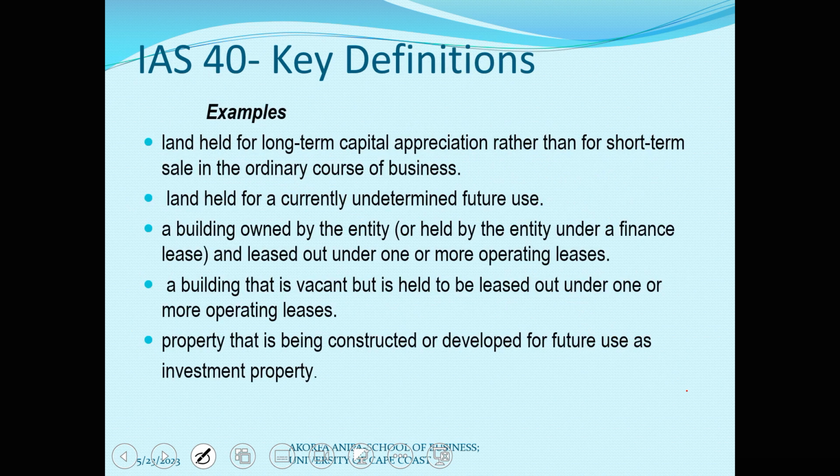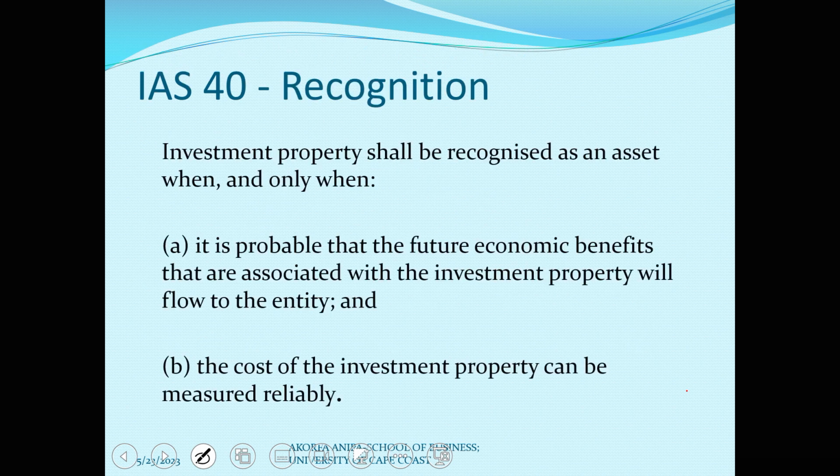So you have examples: land held for long-term capital appreciation rather than short-term, land held for currently undetermined future use. If you have the land and you don't know what to use for it, you will be applying IAS 40, investment property. So a building that is vacant but is held to be leased out is also investment property. So here you are looking at examples of investment property. So in your reading, you must learn to identify what an investment property is, and examples of them. Now let's talk about the accounting.